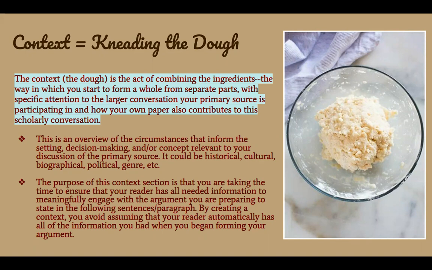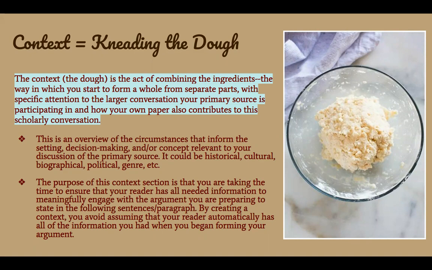It could be historical, cultural, biographical, political, genre, etc. Right? So the type of context provided in your introductory section is really going to be shaped by the needs of the paper. The purpose of this context section is that you're taking the time to ensure that your reader has all needed information to meaningfully engage with the argument you're preparing to state in the following sentences or paragraph, right? You're making sure that the reader has what they need to continue onwards in the analysis.